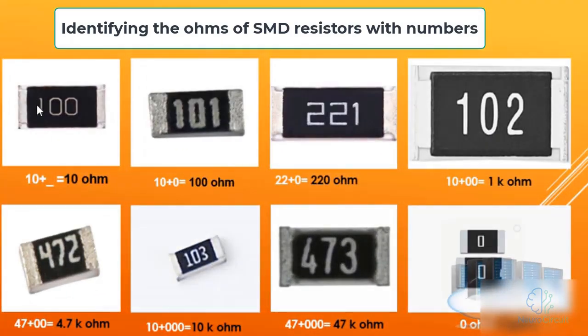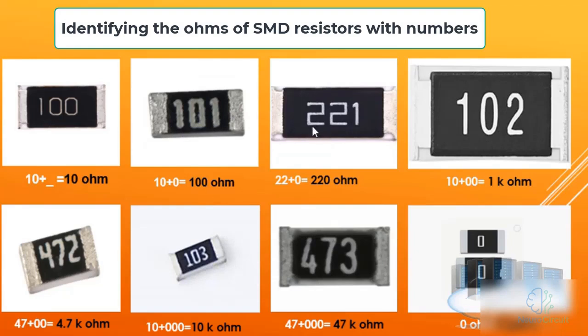Look, the first digit is just itself and the second digit is also just itself. But the third digit, whatever it is, represents the number of zeros. So for example, if this resistor has the number 100 written on it, it means it's a 10 ohm resistor because the third digit is 0 and it doesn't add any zeros. Whereas this resistor, which is marked 101, means that it's a 1 followed by 0, and the 1 means one zero is added. So the result is 100 ohms.